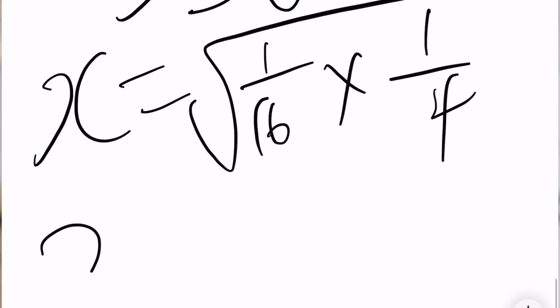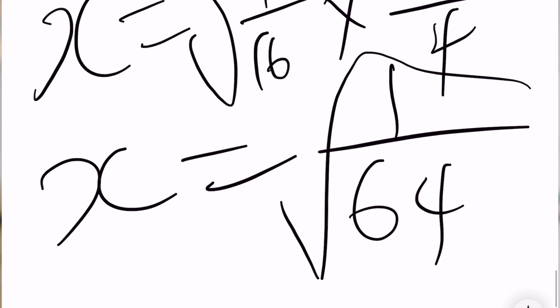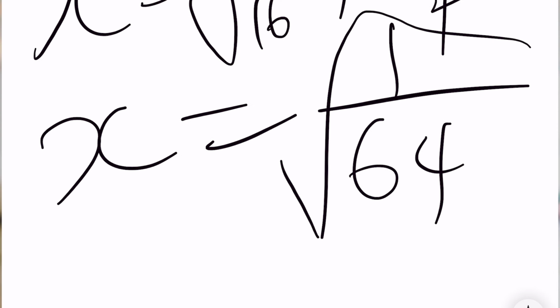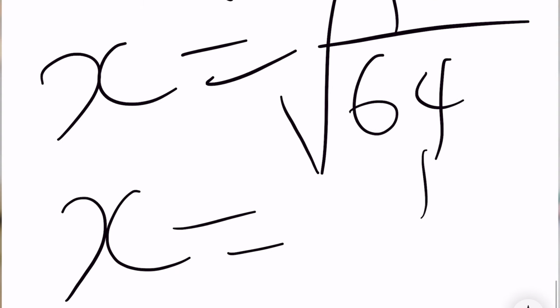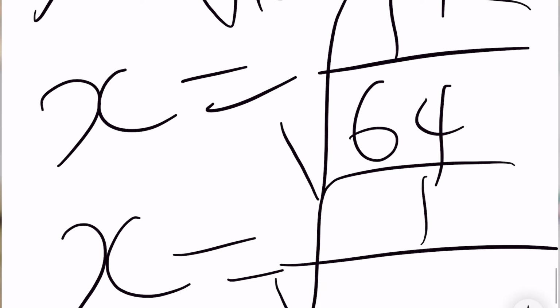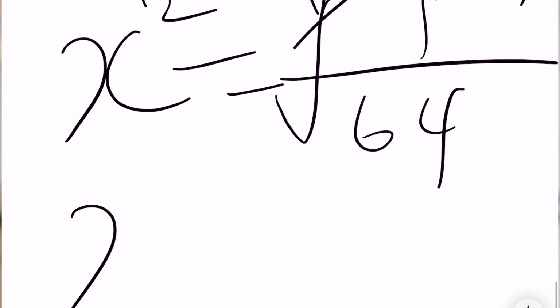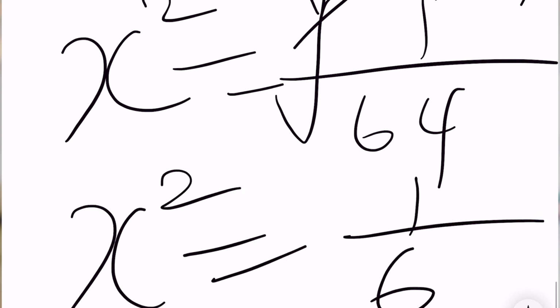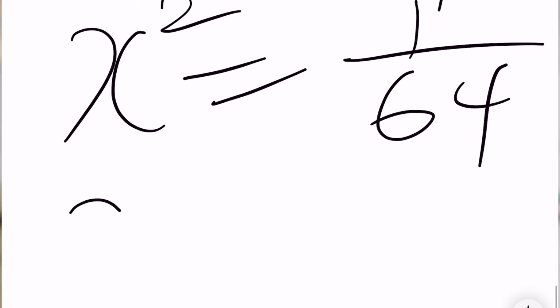Now here we can have x squared equals 1 over 64, since 16 times 4 is 64. So when we square both sides, we have x squared equals 1 over 64. Now we can easily just find the square root, which is x equals 1 over 8. We have our x to be 1 over 8.